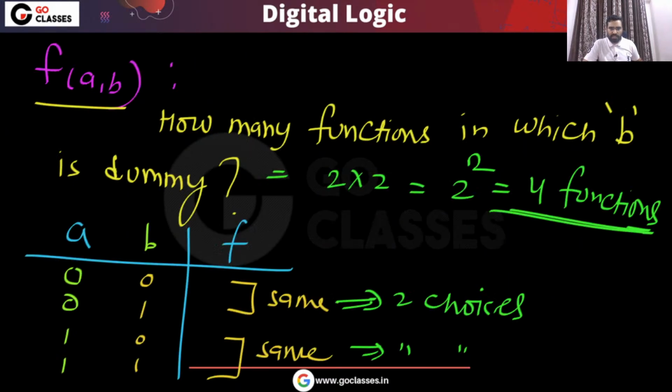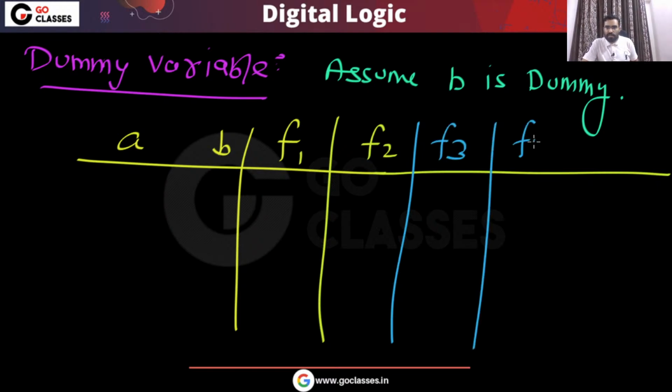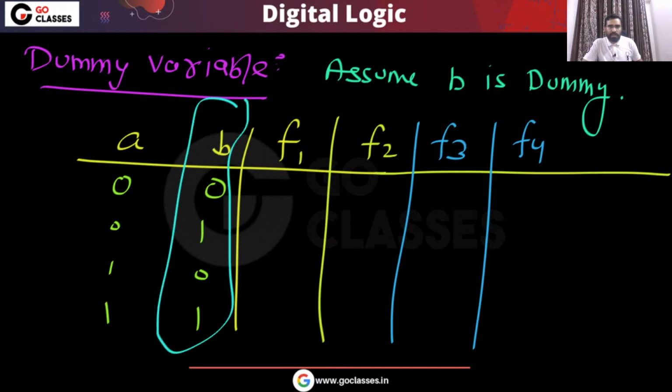What are those 4 functions where b is dummy? Let us check it out. If b is dummy, then you can notice 0 0, 0 1, 1 0, 1 1. So it will only depend on a. Basically, forget about b. Just forget about b.